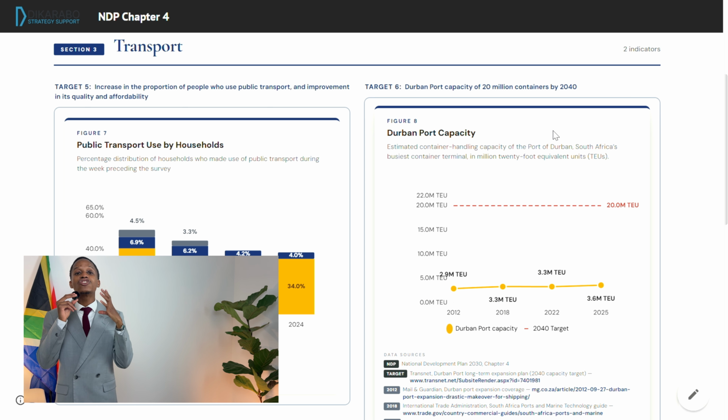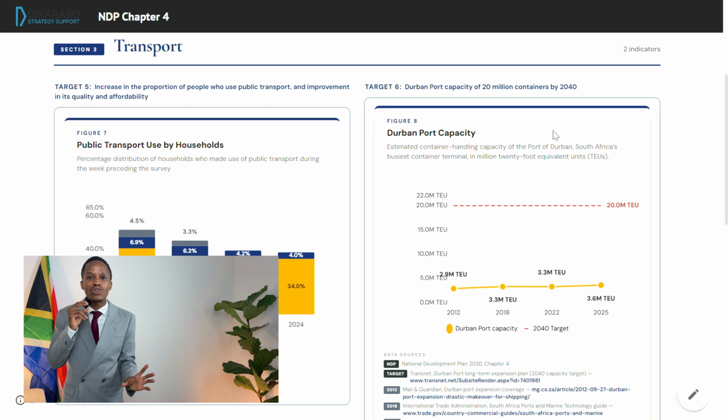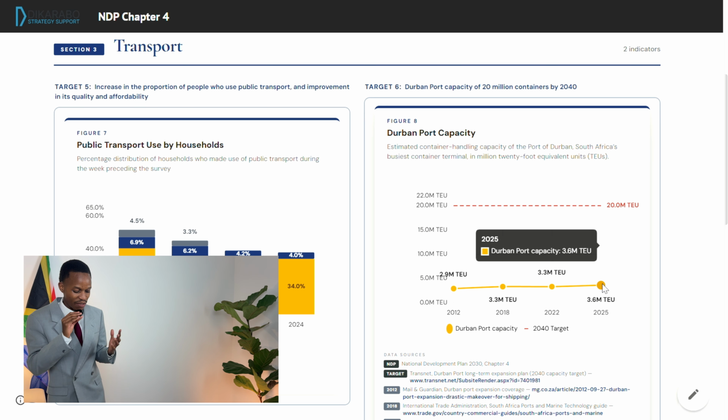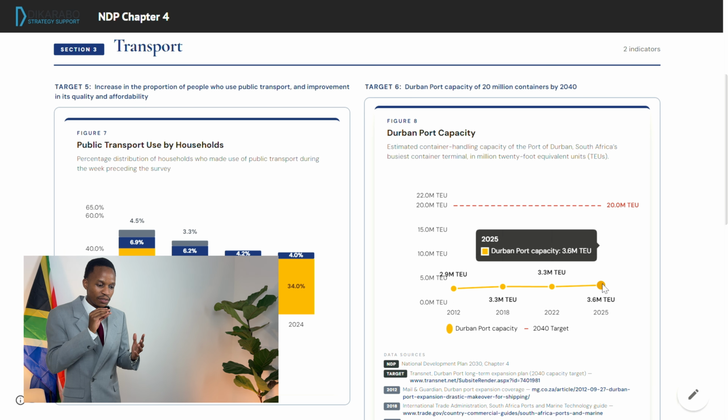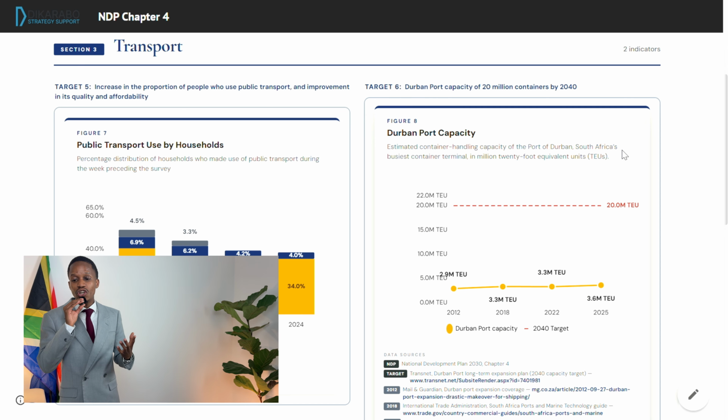with the capacity to sell reliably and get things out there to other countries in a way that drives economic growth. And we see that the target that was set for the Durban port to have a capacity of 20 million containers by 2040, we are less than a quarter of the way there, with the capacity of 3.6 million containers in 2025. This is less than a quarter of the envisioned capacity, so one can imagine that it is probably not possible to achieve the targeted 20 million containers capacity for the Durban port.